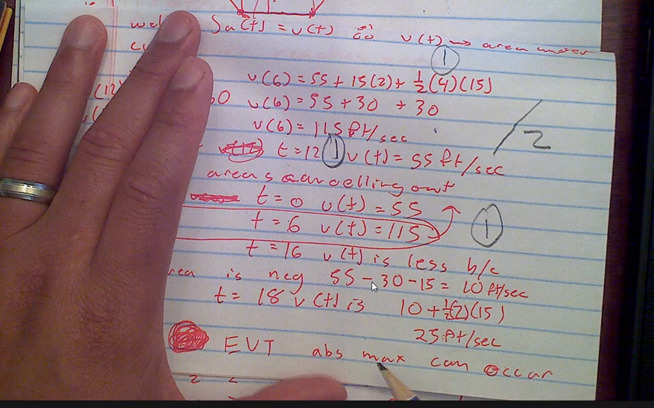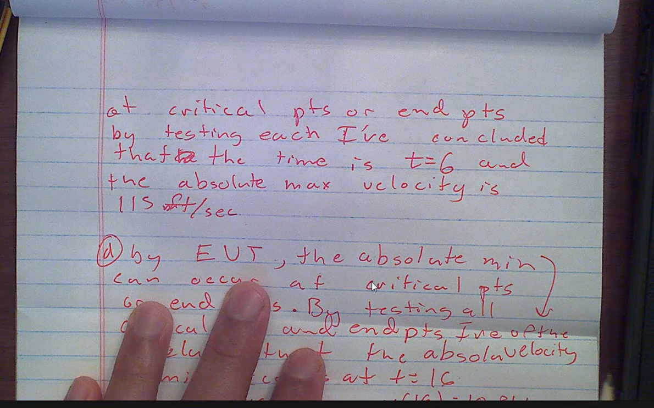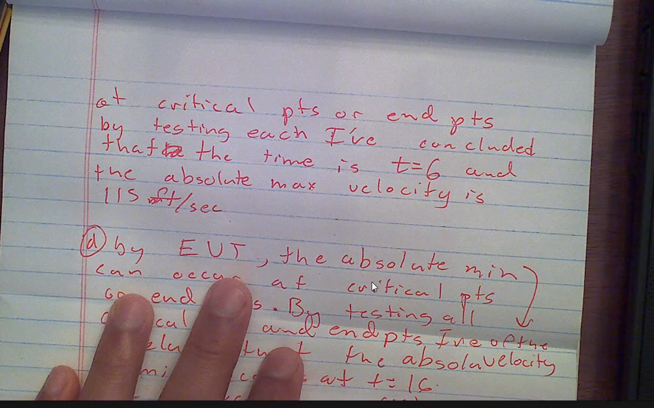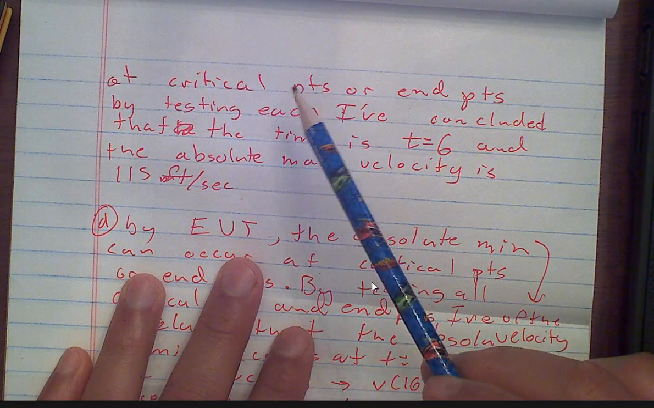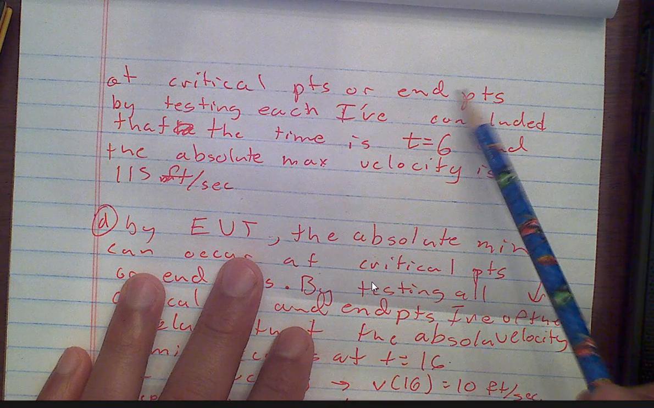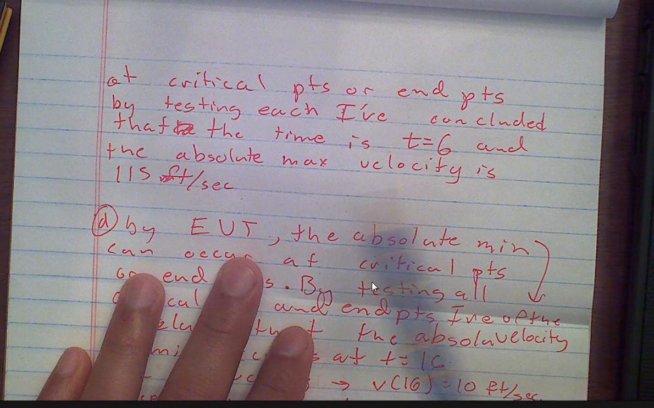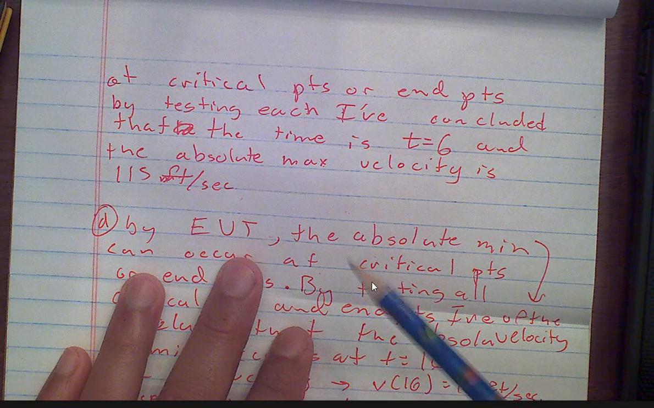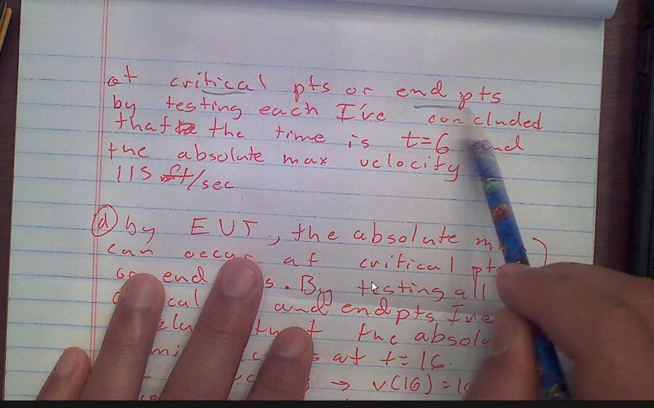And then, I believe, in the case that you have to use the extreme value theorem, you have to state the extreme value theorem, that absolute maximum or minimum points can occur only at critical points or at endpoints. By testing each, I've concluded that the time is t equals 6 and the absolute max velocity is 115 feet per second. So just state something about the extreme value theorem. It's all about testing your critical points and your endpoints. Okay, so that's actually a point.